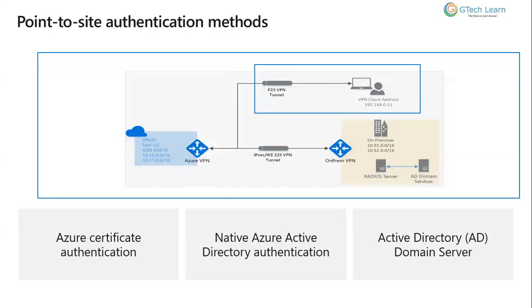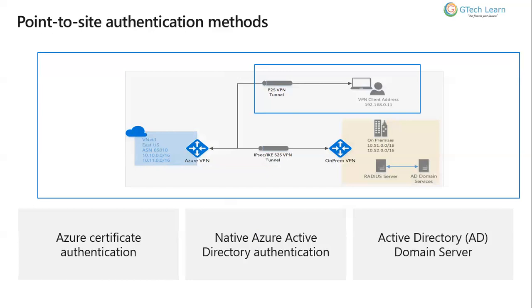Point-to-site VPN is also useful for scenarios where only a few clients need to connect to a VPN instead of the entire organization. The different protocols that can be used in point-to-site VPN are OpenVPN, SSTP (Secure Socket Tunneling Protocol), and IKEv2 VPN protocols.